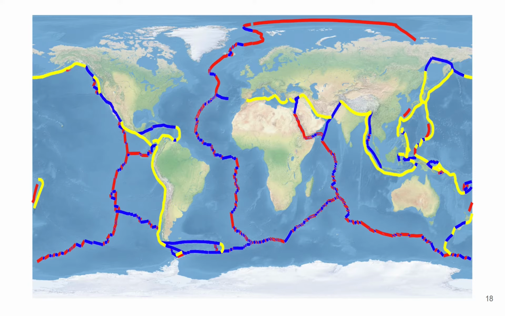So in this case, the yellow lines, and I realize this will make more sense in just a minute, are convergent, where the two plates are coming together. The red are divergent, where the two plates are spreading apart. And the blue are transform boundaries, where the two different plates are just grinding against each other horizontally. Nobody's subducting, nobody's going up, nobody's going down. They're just grinding past each other like the San Andreas Fault.